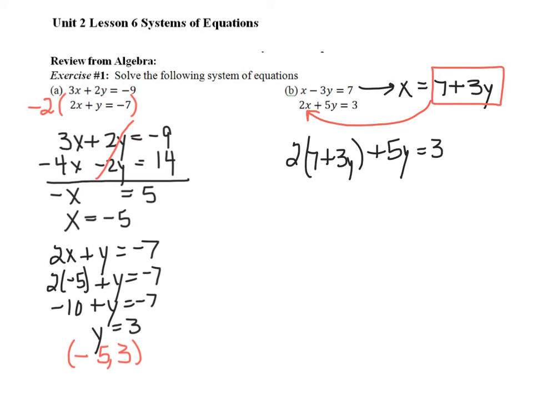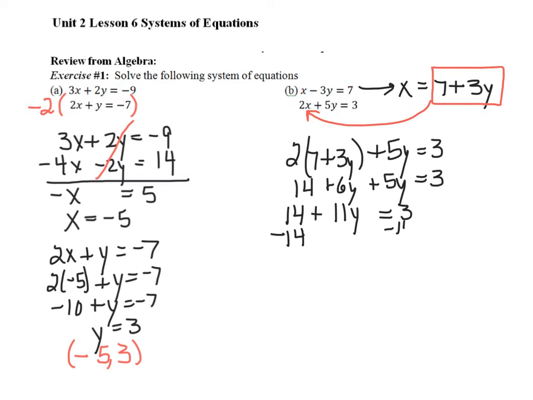Now we have an equation that just has one variable, the variable y. So we're going to distribute the 2, and we have 14 plus 6y plus 5y equals 3. Adding together like terms, I now have 11y. I still have the 14 that's being added to it. We want to get the y by itself, so we're going to subtract 14 from both sides of the equation. That gives us 11y is equal to -11. Now when I divide both sides of the equation by 11, I now have the solution for y. y is equal to -1.